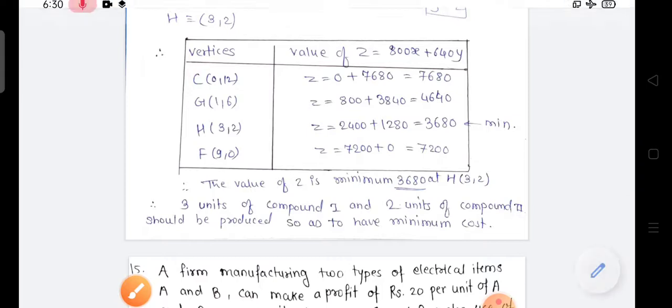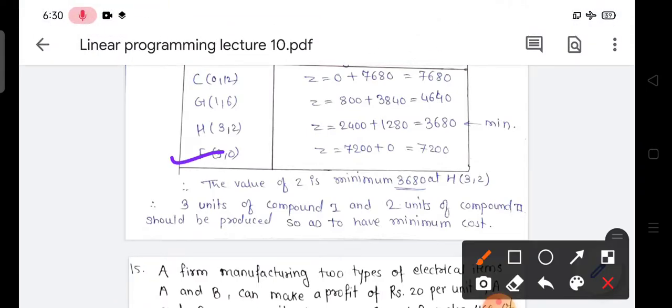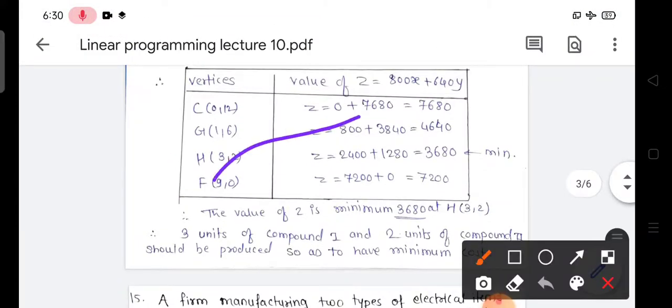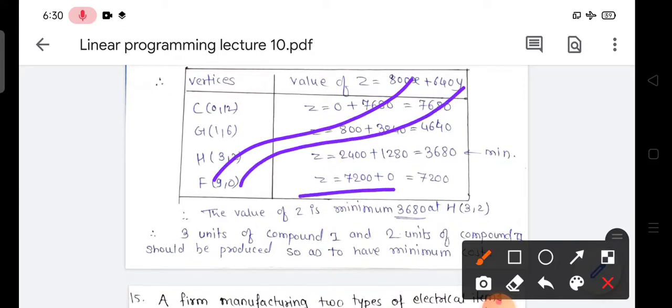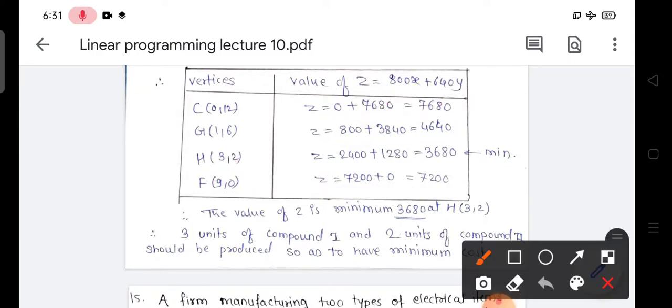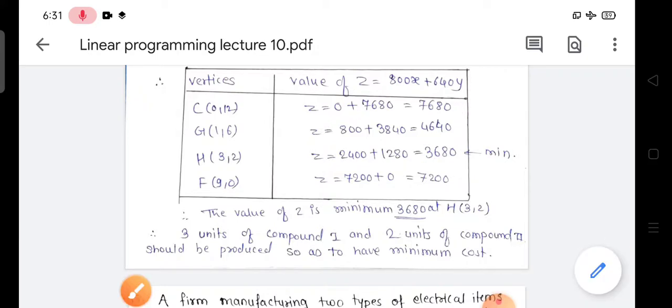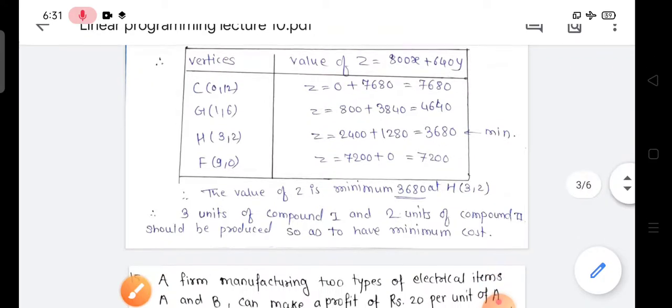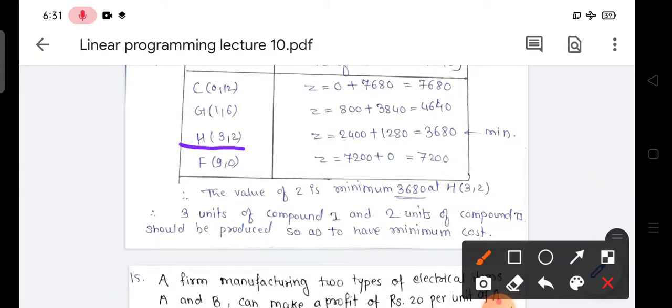Okay, and the last F point is (9, 0). So put x coordinate 9, y coordinate 0. So 7200 plus 0. So the total is 7200. Done. Now observe which value is minimum for Z. 3680 is the minimum value of Z. At which point? H (3, 2).